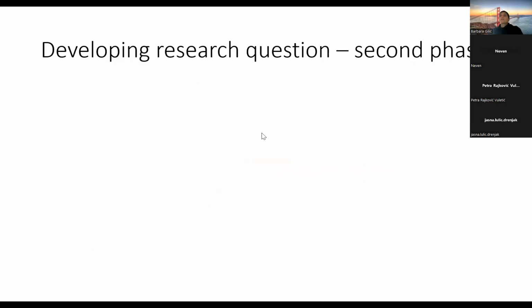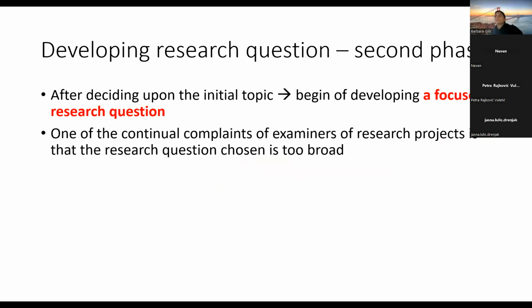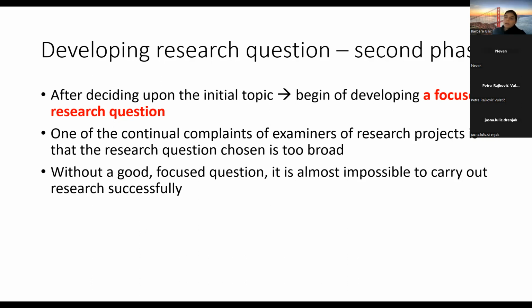The second phase of developing a research question is developing a focused research question. I will repeat what I said before. One of the complaints about research projects is that the research question is sometimes too broad. And without a good focused question, it is impossible to carry out research successfully.